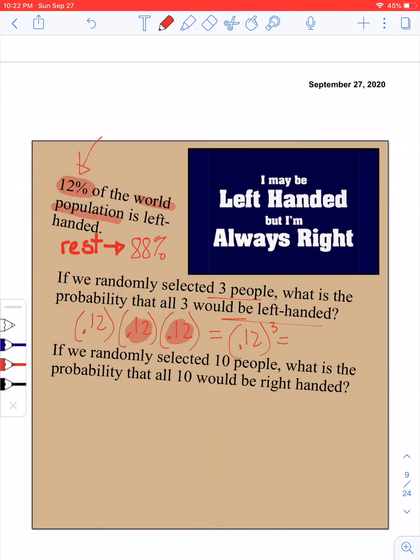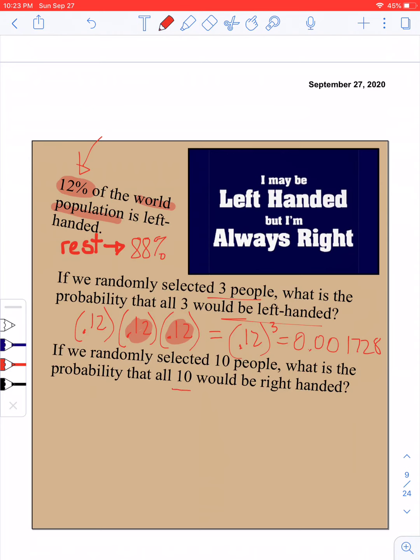And my machine says 0.12 to the 3rd power. This is not a big number. This is 0.001728. So it's a 0.1% chance.